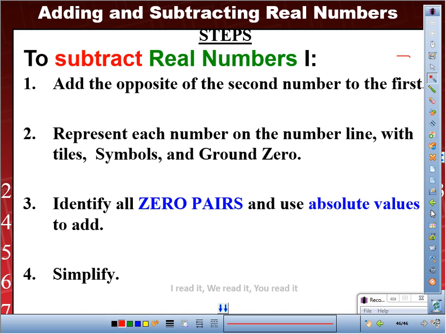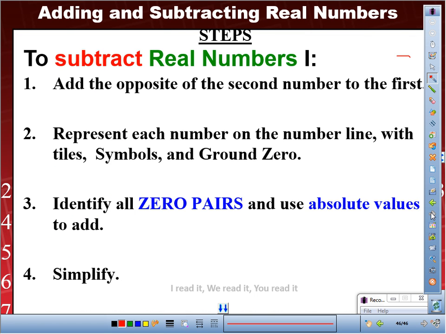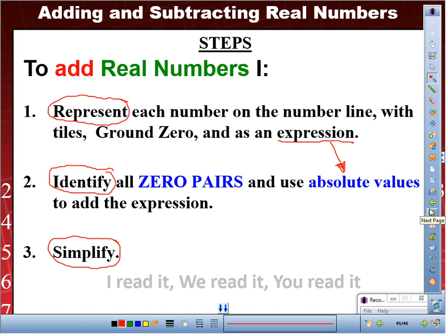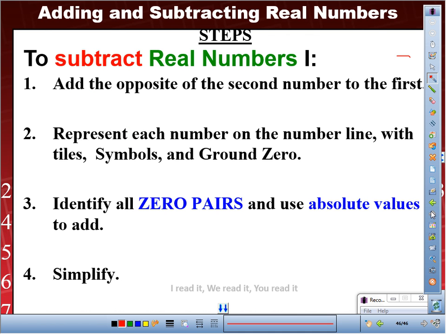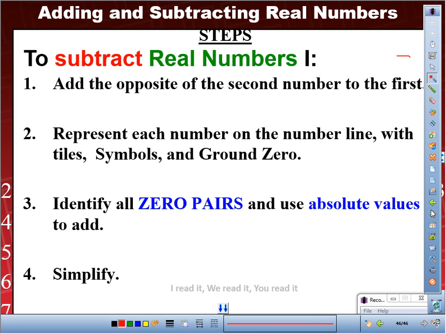To subtract. To add. To subtract. To add. To subtract. To add. To subtract. So you notice what's different.